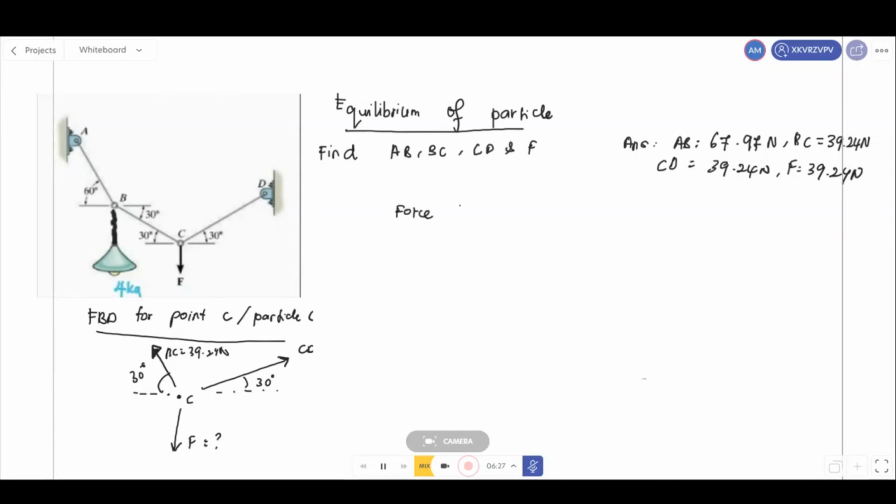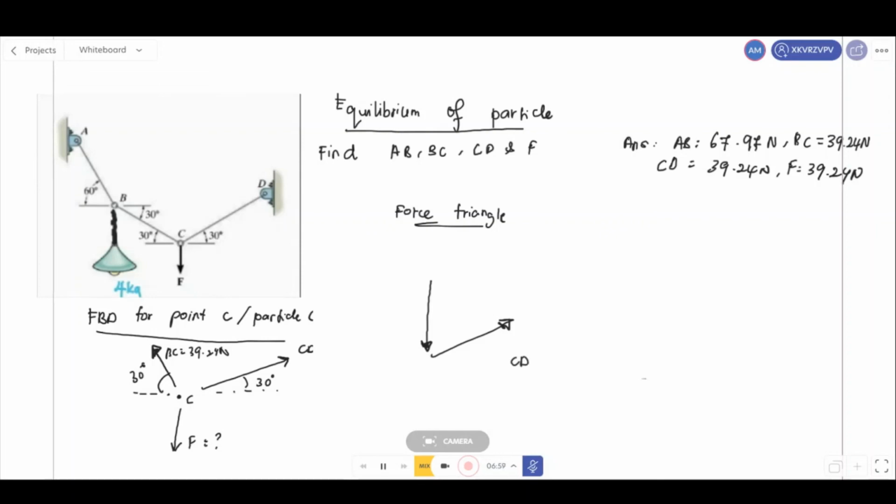Remember that you have to connect head to tail, head to tail, head to tail for the forces. So we start with the easiest one. We start with F because it's directly downward in the y direction. Then we have to connect with CD. So CD here, okay, we connect with CD.